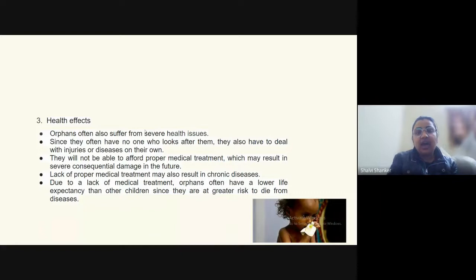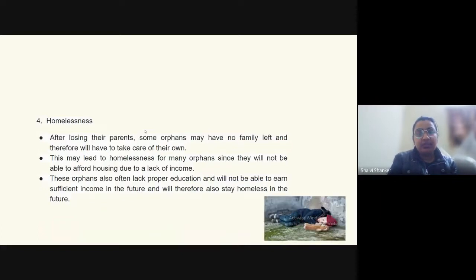Homelessness. After losing their parents, some orphans may have no family left to take care of them. This may lead to homelessness for many orphans, since they will not be able to afford housing due to lack of income. The orphan may lack proper education and will not be able to earn sufficient income for the future. Therefore, they also have to stay homeless in their future.